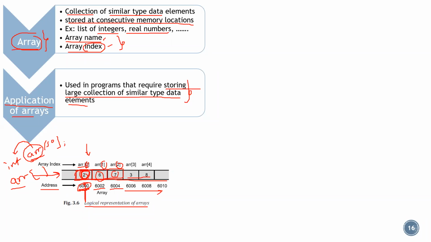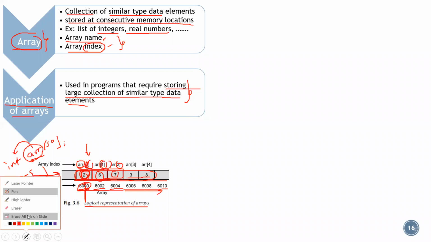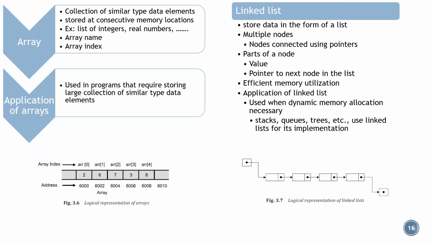All the data types are of a similar kind. It has an associated name for the array, you can use the indexes to access the members of this array, and they are stored in consecutive memory locations. So this is with respect to arrays.